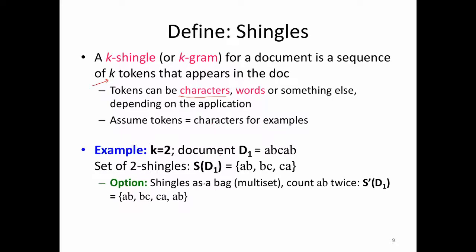For example, suppose your document is a b c a b, and your k is 2. Then your set of 2-shingles is going to be AB, BC, and CA. So AB is there, BC is there, CA is there, and then again AB. You can also represent shingles as a bag or a multi-set, where you count the last AB, so you have AB twice. But it is more common to use sets.